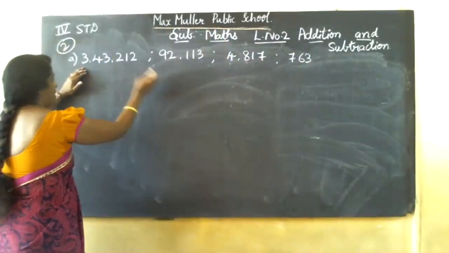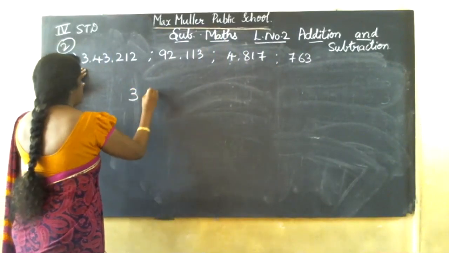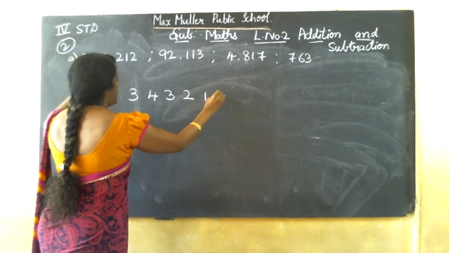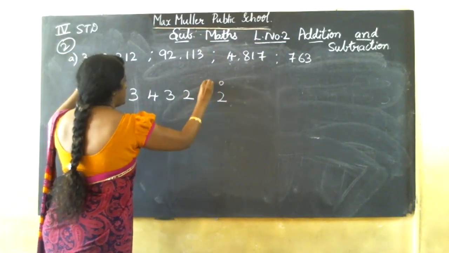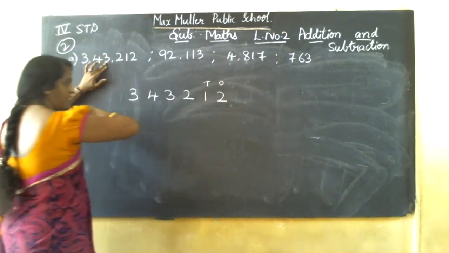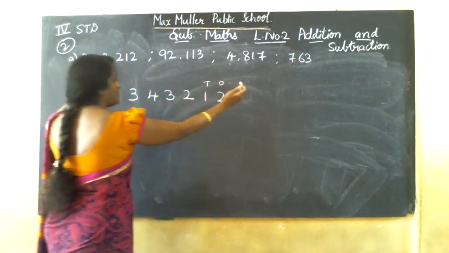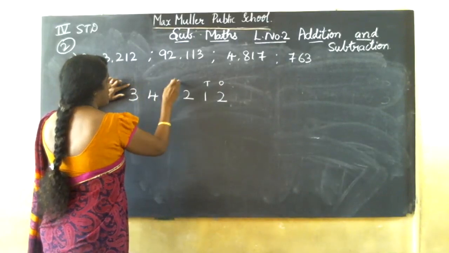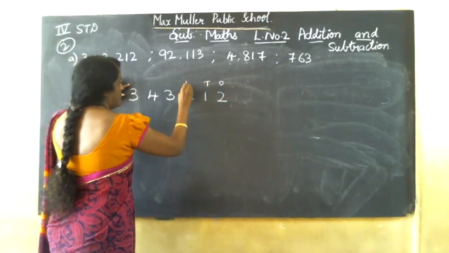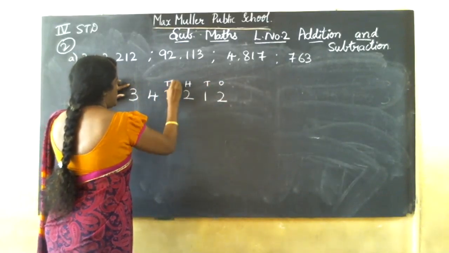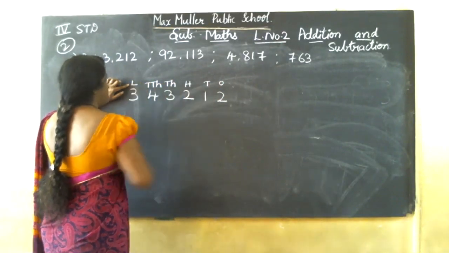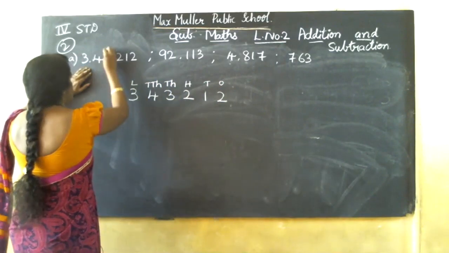See, the first number I'll copy like that only: 3, 4, 3, 2, 1, 2. Ones, tens. When you write the place values, you should always start from the right side. You should not write ones, tens, hundreds from the left. Ones, tens, hundreds, 1,000, 10,000. This is lakh. So here you finished.